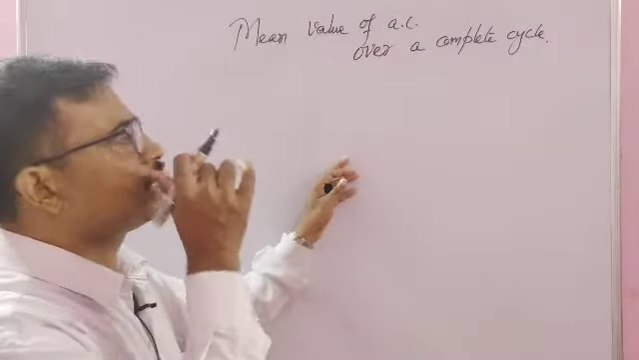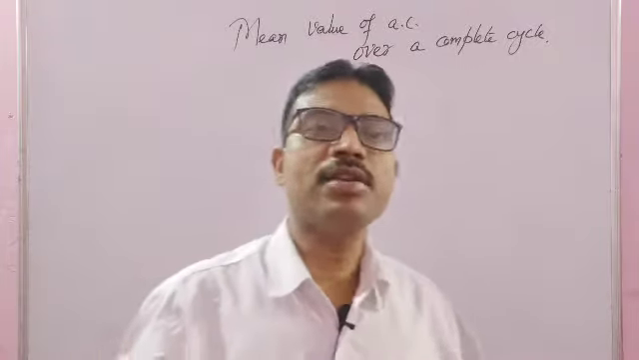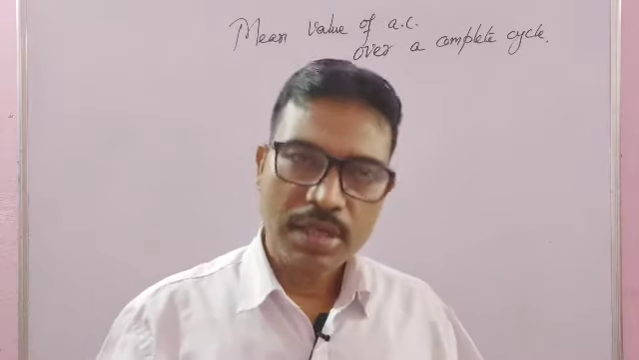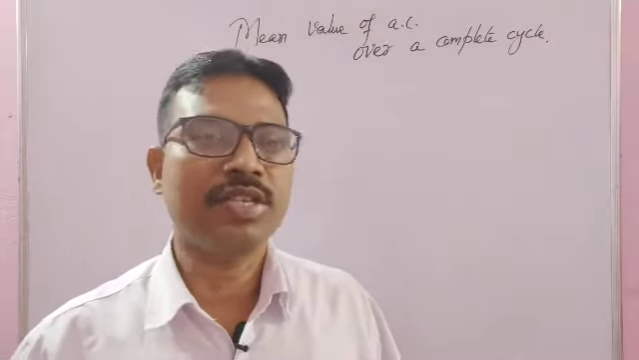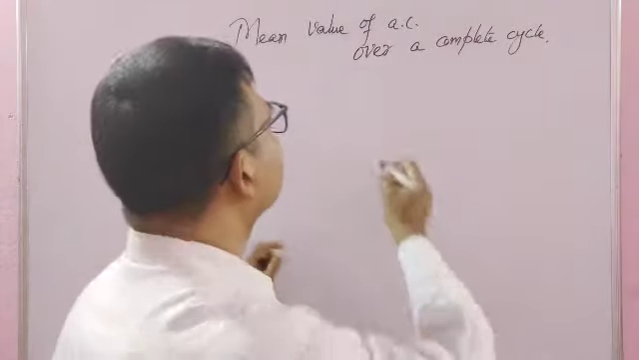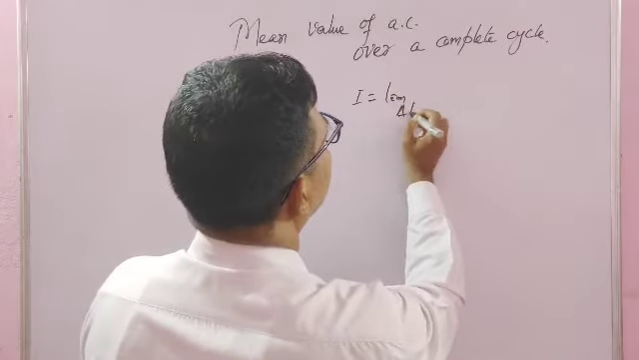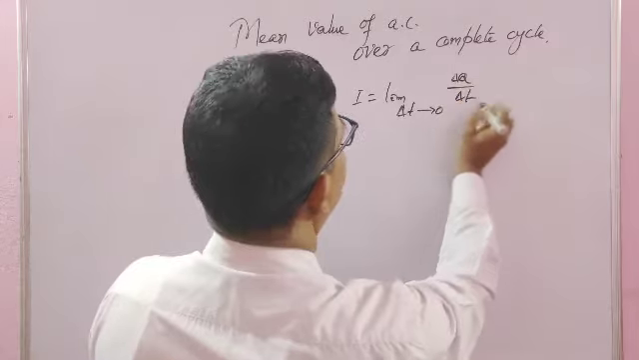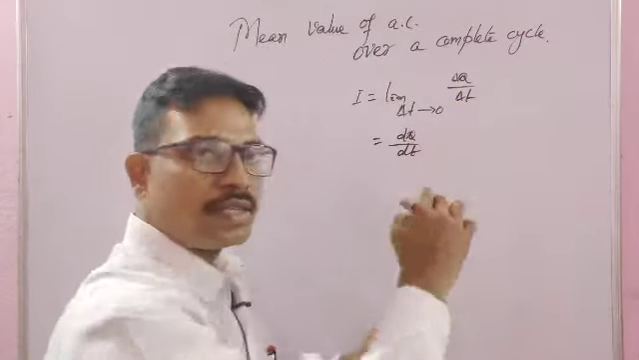What do you mean by complete cycle? As you know, current I is equal to Q by T, the rate of flow of charge, or flow of charge per unit time through a conductor, having any cross section of the conductor. But while you are writing this, I is equal to limit delta T tends to 0, delta Q by delta T is equal to dQ by dt, it is instantaneous current, that you know.